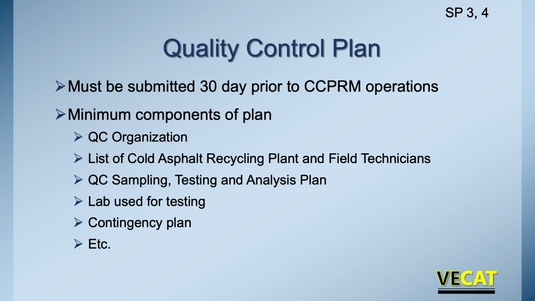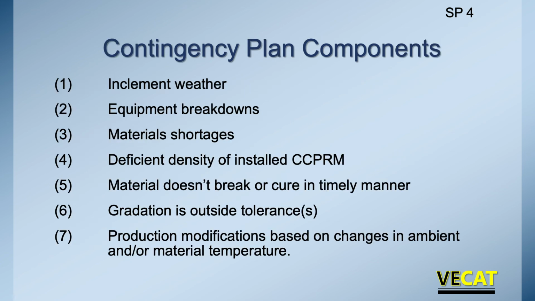Some of the contingency plan components could be inclement weather. What happens if it rains? What are you going to do? Or your equipment break down? You know, if your paver breaks down, are you going to bring out a different paver? If your plant has issues, what are you going to do? What happens if you have material shortages? Maybe you run out of the gradation or wrap, or maybe you need number 10s to add to it. How are you going to address that?